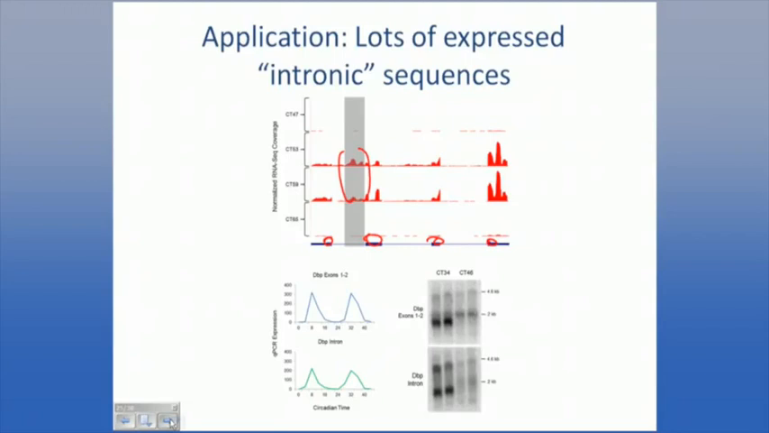And when we look at the expression of the spliced form of this message, we see a robust oscillation in the transcription, and we see a similar robust oscillation in the transcription of the intronic sequence, so a read here and then a read downstream. And those reads are also quantified not just by RT-PCR but also by northern blots, where you can see the conservation of this expressed intronic sequence.